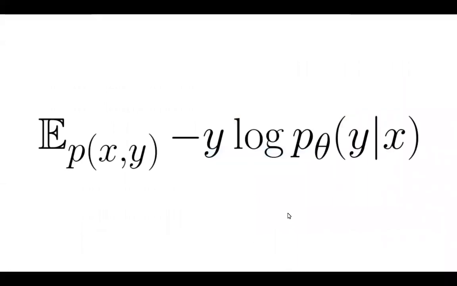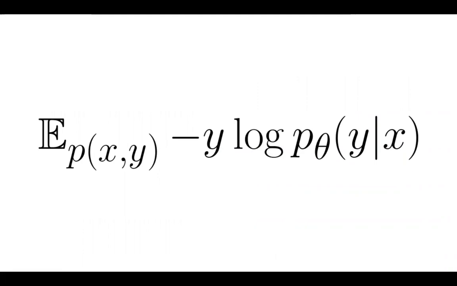To present this perspective, I will first review standard supervised learning. In standard supervised learning, we sample data from the joint distribution of data and labels, P of X and Y, and we minimize the loss function shown on the screen here. This is just your standard cross entropy loss.